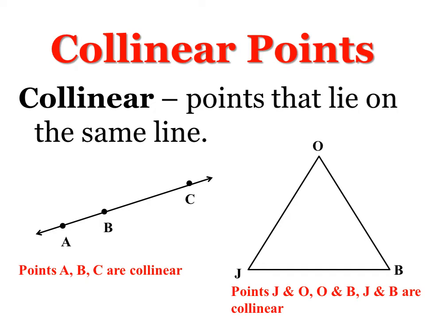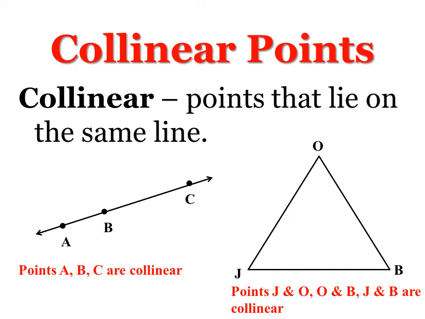J and O, they are on the same line. O and B are also in the same line. J and B are also in the same line. But are points J, O, B collinear? No, they are non-collinear because they do not lie on the same line.